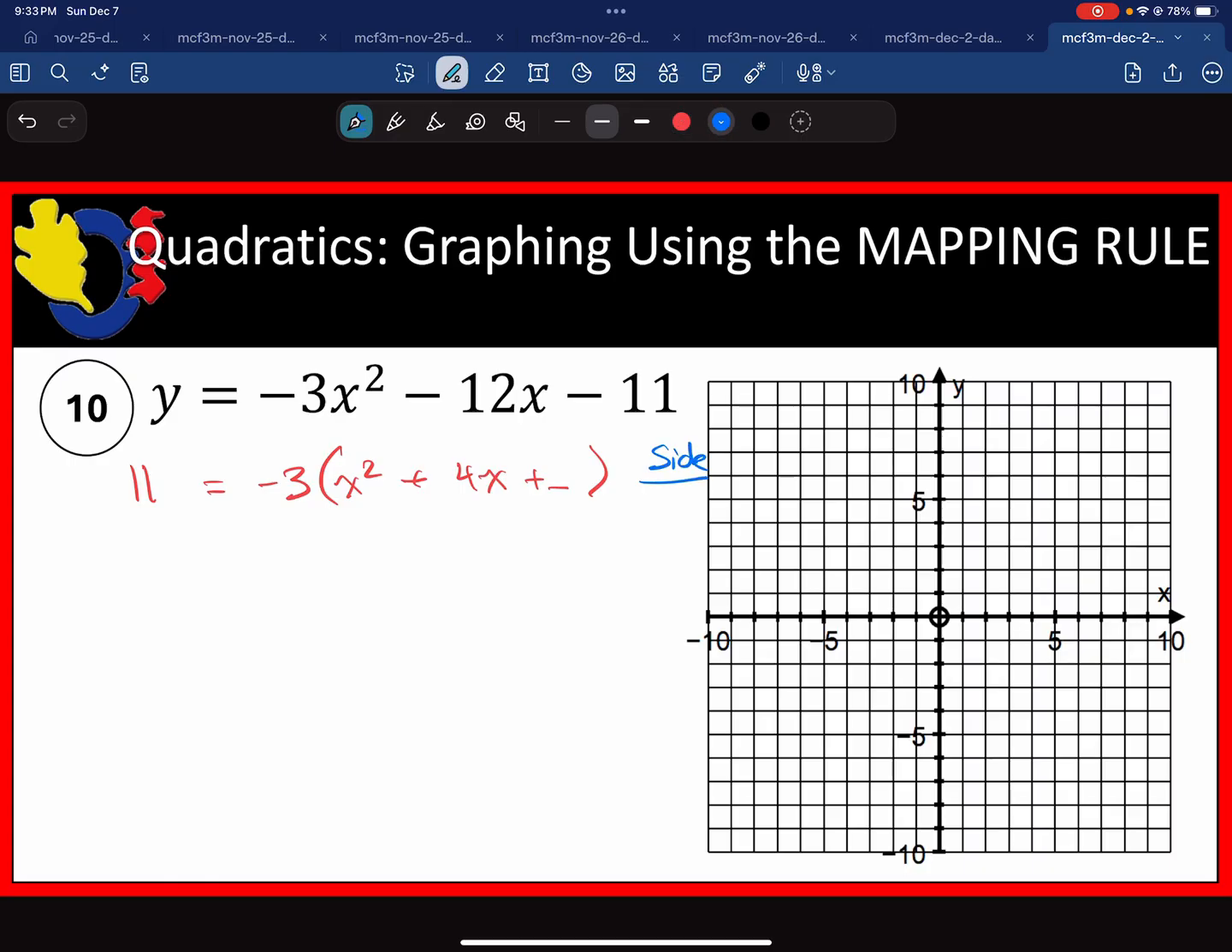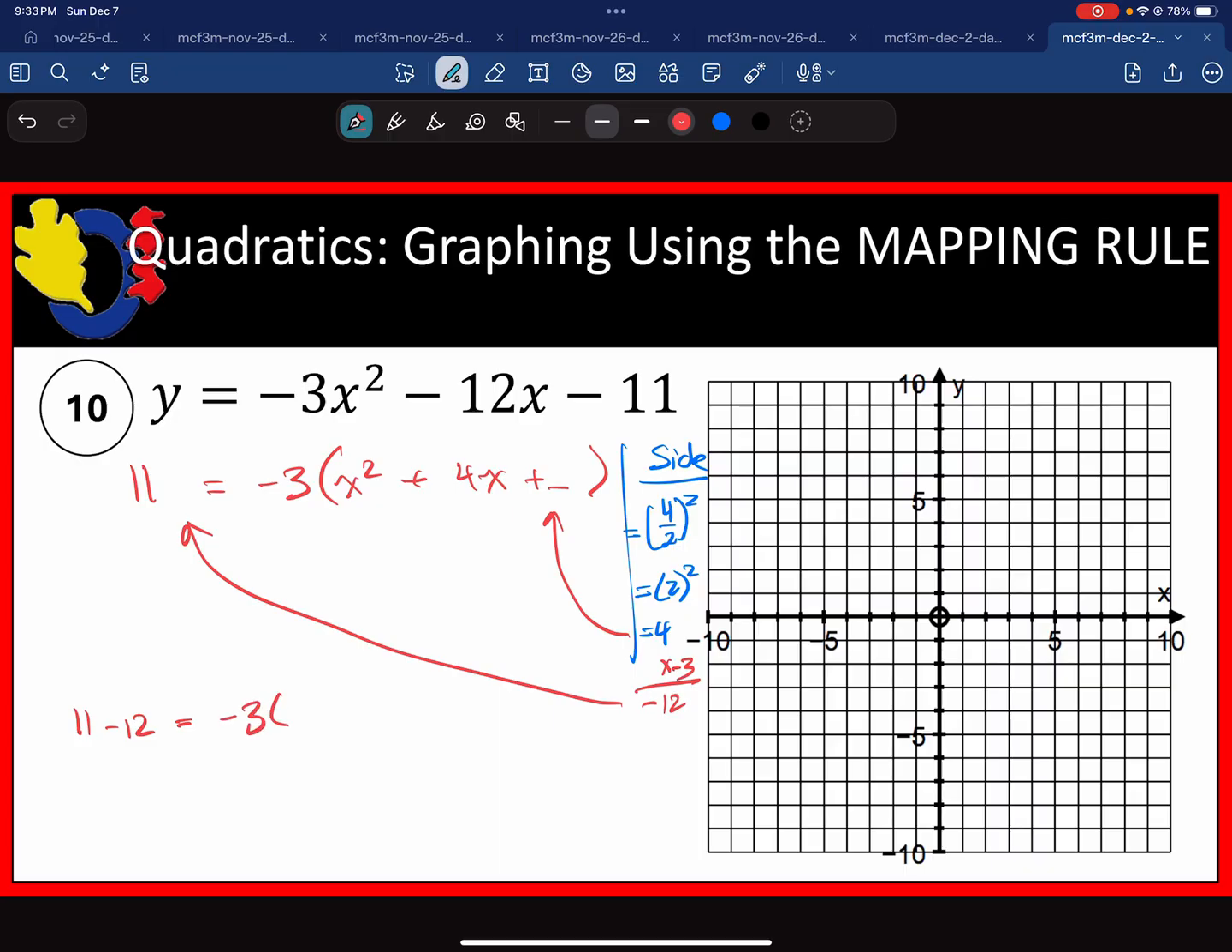So my side calculation, so I'm going to use this 4. So 4 divided by 2, and then square it. So 2 squared is 4. And then please remember to multiply that by our a value, which is negative 3. And I'm going to bring the negative 12 to the side where the 11 is, and the 4 is going to go in that space to make the perfect square. So 11 minus 12 is equal to negative 3 times x squared plus 4x plus 4.